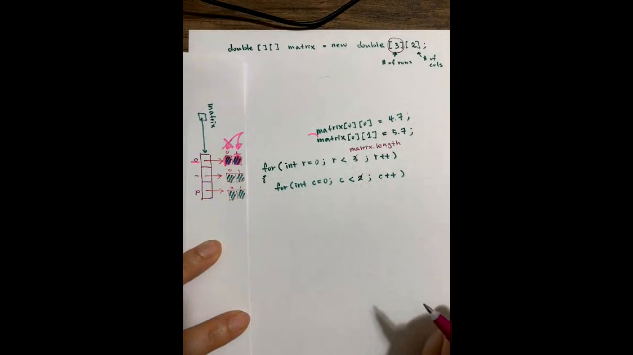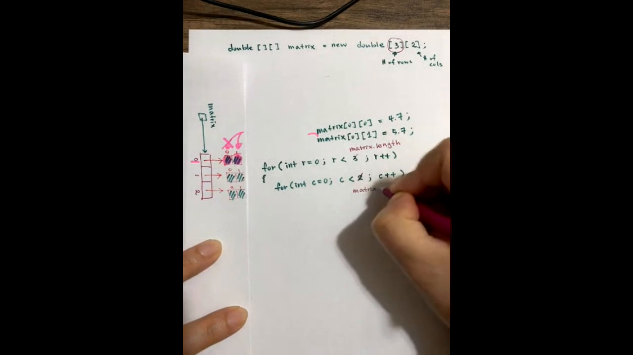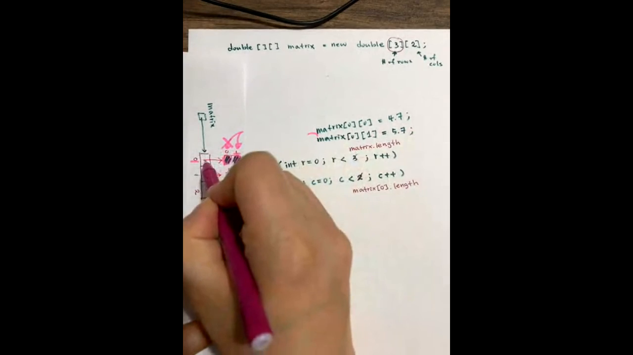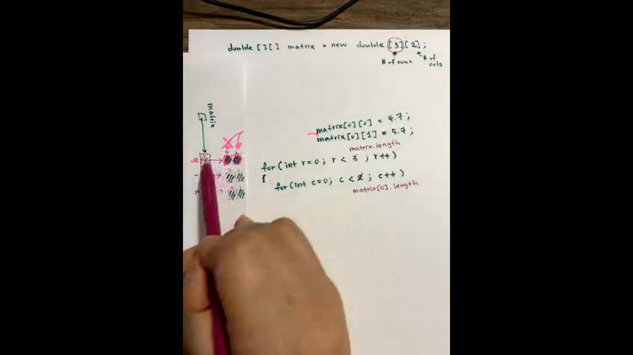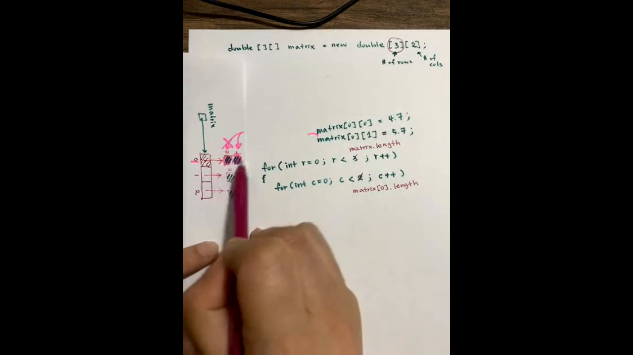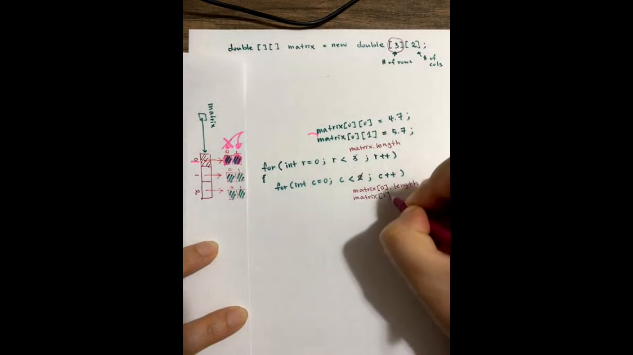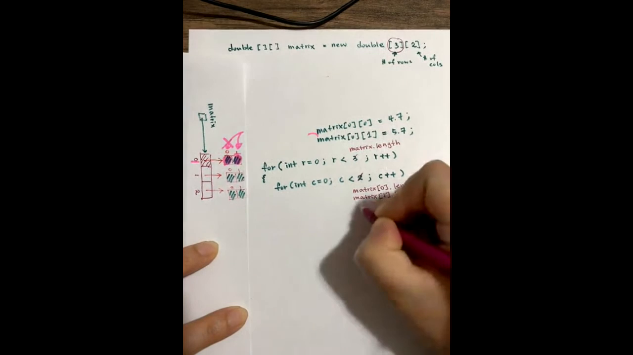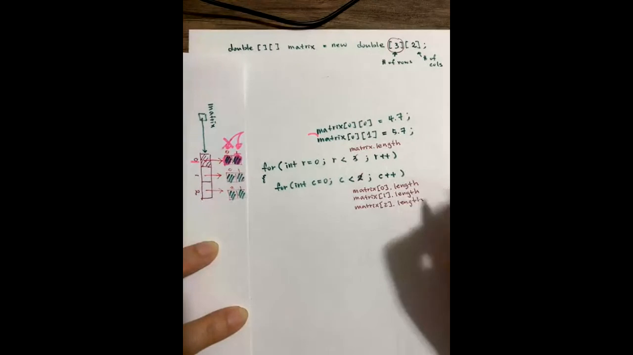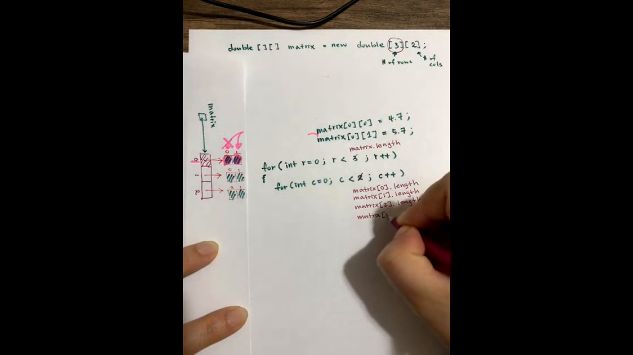Now, we can use matrix 0 dot length. That means matrix 0 is this one. So matrix 0 is another 1D array which has only 2 cells. Or matrix 1 dot length, or matrix 2 dot length. They all have the same length. Or matrix r dot length.